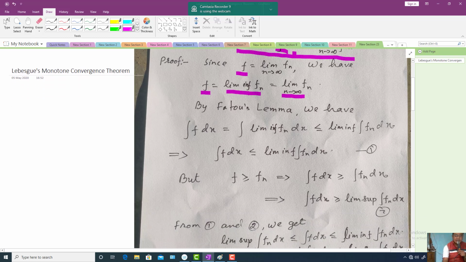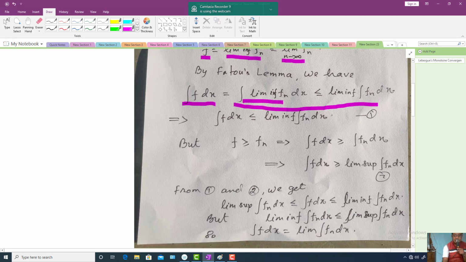Then let us use Fatou's lemma here. So Fatou's lemma says what? This is the Fatou's lemma statement: the integral of the limit infimum of fn dx is less than or equal to the limit infimum of the integral of fn dx. But the limit infimum of fn is equal to f, no? So this quantity is exactly equal to f. So the integral of f dx is less than or equal to the limit infimum of the integral of fn dx. This is inequality number 1.